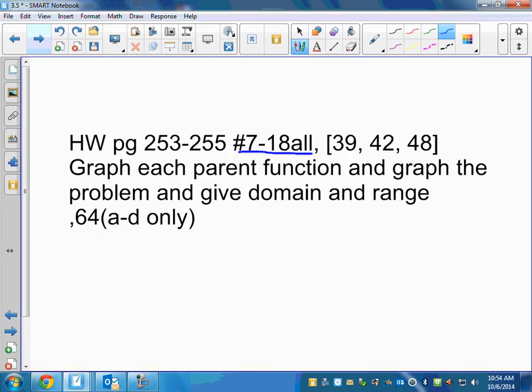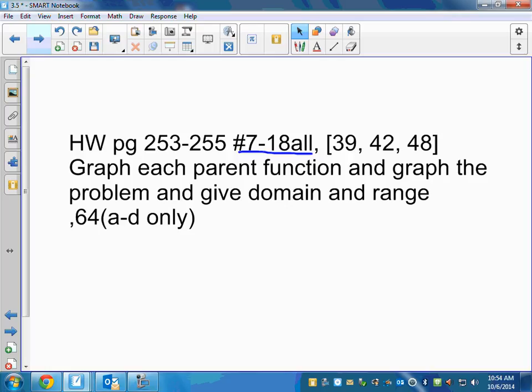There are 3 that I gave you to graph yourself, 39, 42, and 48. I said graph the parent function, but if you don't want to, if you just want to graph the new one, I'm okay with it. But I do want you to give domain and range, because on the unit test you have to give domain and range. And then 64 is just like our last one. So there's really only 4 problems you have to work out, because 7 through 18 are matching, but it really does check to see if you know the transformation rules.